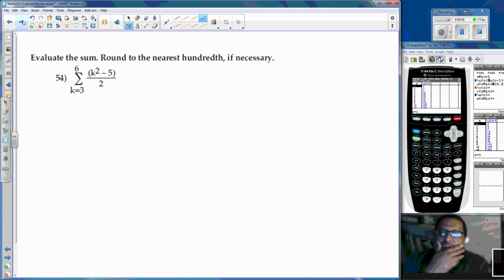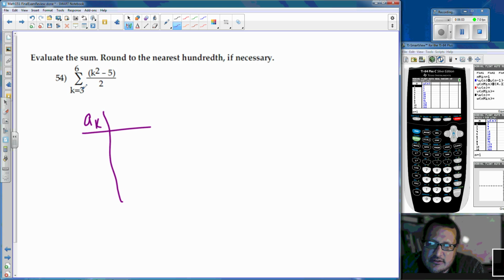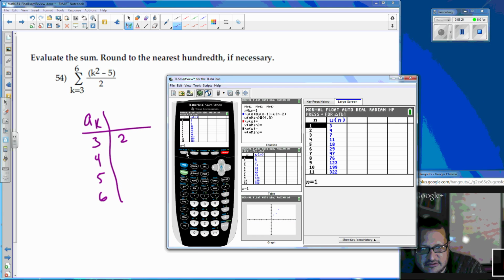Evaluate the sum and round to the nearest hundredth if necessary. Now there's only 4 terms here that we're going to add. We'll do that one by hand. So a sub k, we're going to just write out what these terms are. A sub 3, a sub 4, a sub 5, a sub 6. A sub 3 means I plug in 3 here. 3 squared is 9. 9 minus 5 is 4. 4 divided by 2 is 2.